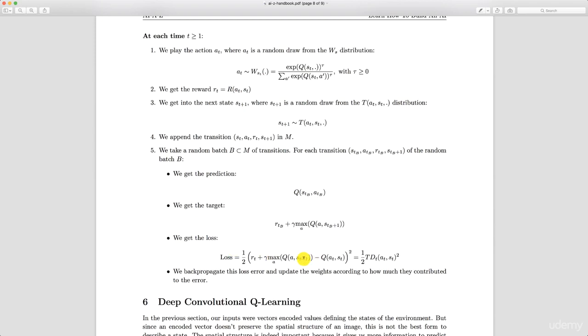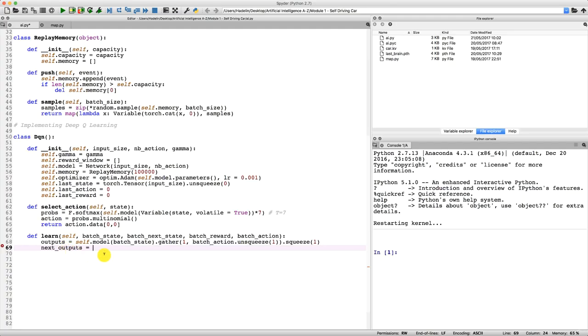So why do we need the next outputs as well? That's because of the target. The target is equal to gamma times the next output plus the reward. And we will compute the target right after that. But since we need the next output for the target, let's compute this first. So again, to get the next output, that's very simple. The next output is going to be the result of our neural network when the batch next state is entering it as input. So very simply, we take our model, that is our neural network, and this time, the input of the neural network is going to be the batch next state.